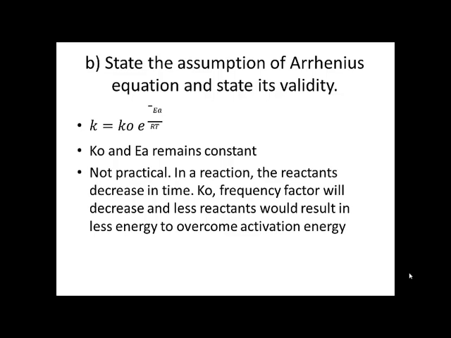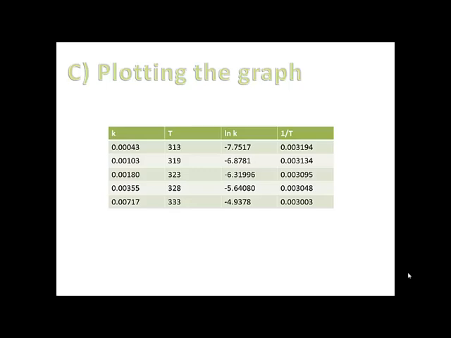Part B. State the assumption of the Arrhenius equation and state its validity. In the Arrhenius equation, the assumption is that K0 and activation energy remain constant. This is, however, not practical because in a reaction, the reactants decrease in time. K0, which is the frequency factor, will decrease, and less reactant would result in less energy to overcome the activation energy.